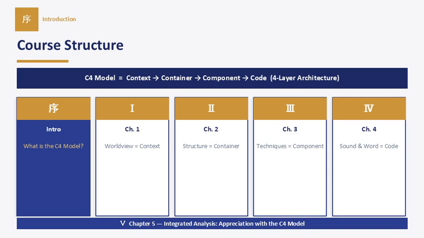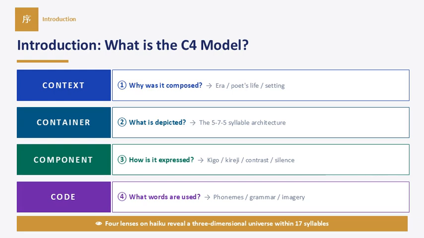This course is organized in 5 chapters, mirroring the 4 layers of the C4 model: context, container, component, and code. We begin with an introduction to the framework, then move through the worldview, structure, literary techniques, and finally a phonemic analysis of Basho's haiku. The C4 model gives us 4 lenses through which we read a haiku.